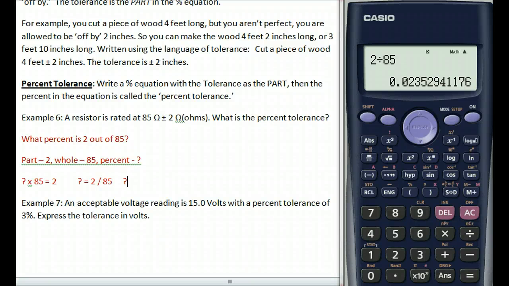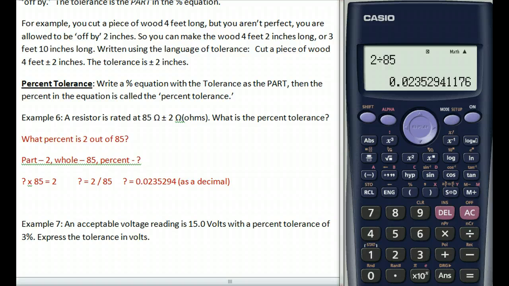So if I have that question mark is equal to 0.0235294 as a decimal, and then I make it a percent by moving the decimal point 2 places to the right, I get 2 point, now how much do we want to round it to? Let's round it to the nearest 100th of a percent. So that means 2 decimal places. So 2.35, should it be 35 or 36? Now since the number right after the 5 is 2, I round down, so I leave it. So it's 2.35%. And that is the percent tolerance.